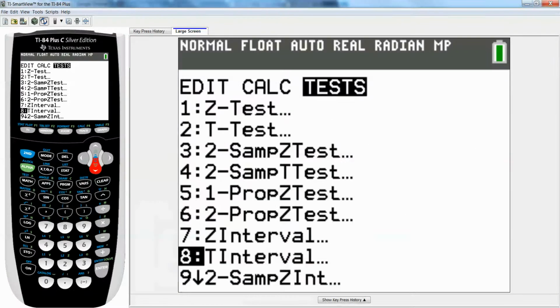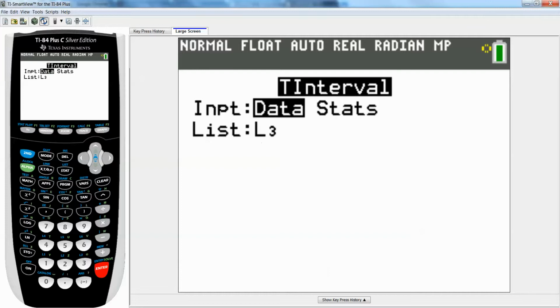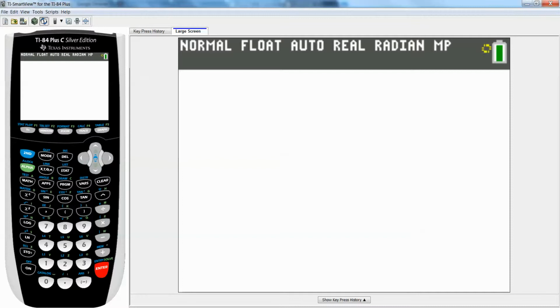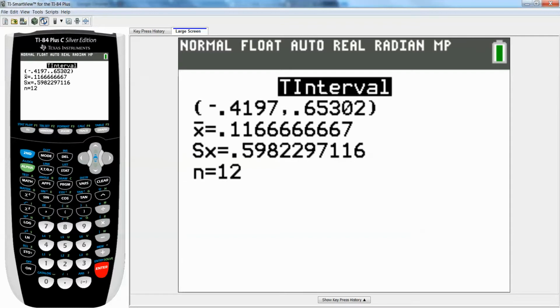Okay, so I'm going to grab t-interval number 8. Again, I have data, so I'm going to leave that as data. Again, it's L3. Frequency, always leave as 1 for our course. I'm going to set this to 0.99, which it already was in this problem, go down to calculate and press enter. And there's the interval right there. And then look again, there's D bar again, there's SD again.